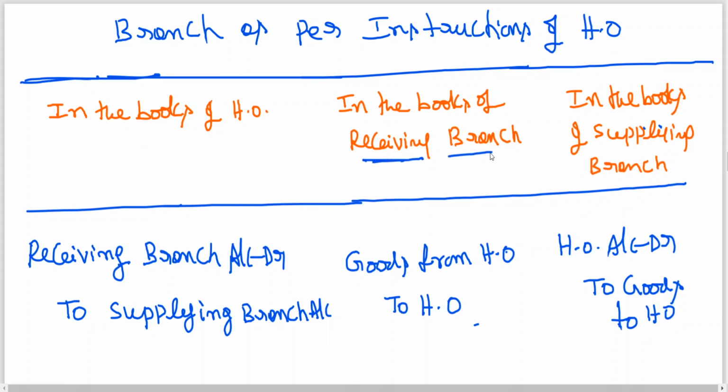In the books of receiving branch, they'll be receiving goods from head office. Who is the giver? Head office. In the books of supplying branch, who is the receiver? Head office. They feel they are giving goods to head office. In inter-branch transactions, they never debit or credit the other branch. They always feel head office is the receiver or head office is the giver. Goods to head office is going out. Goods from head office is coming in. Who is the giver? Head office is the giver.